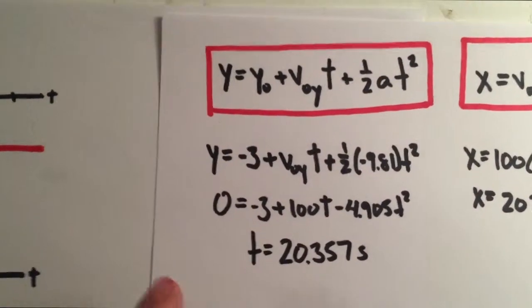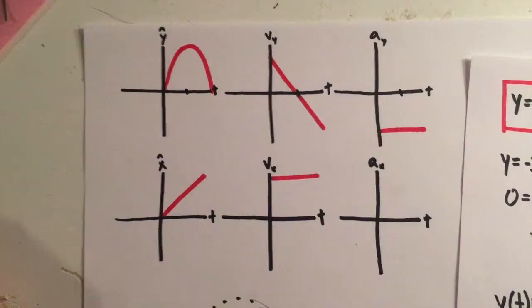By solving this equation when y is equal to 0, we found the x-intercept of this graph, which resulted in the hang time that the ball was in the air.